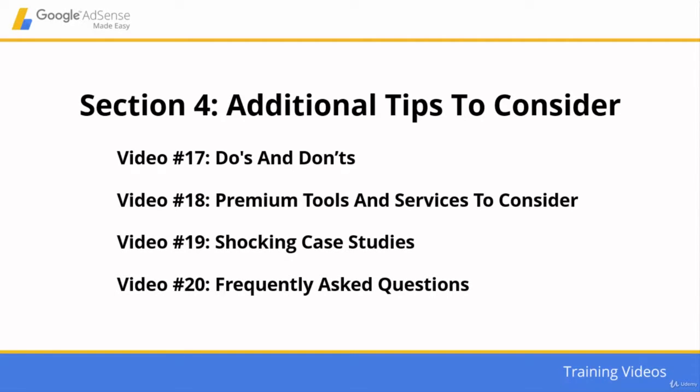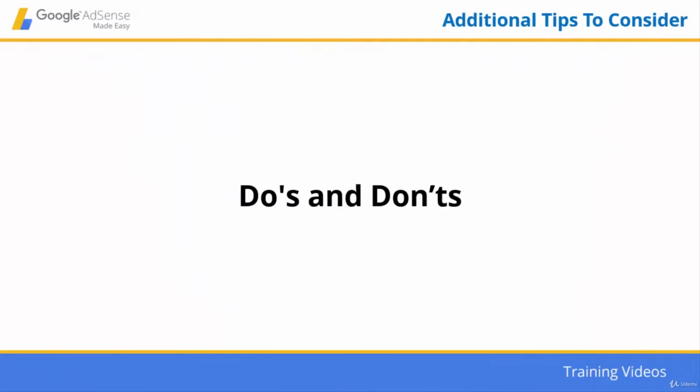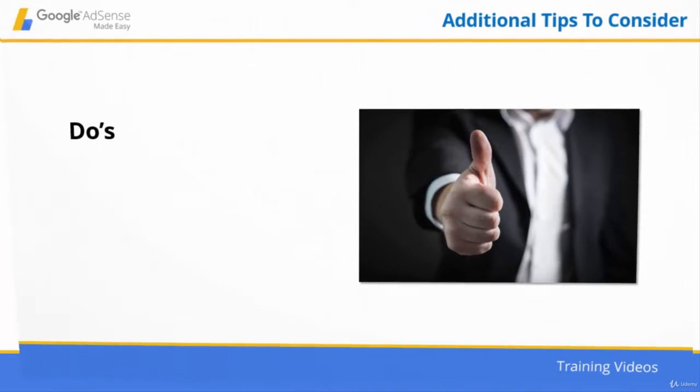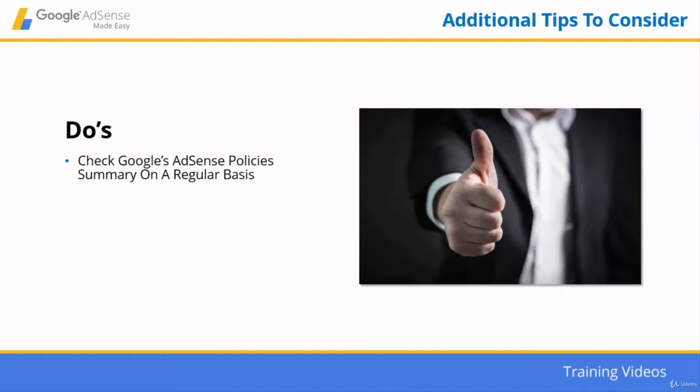So let's start by discussing what the best practices are and what the things to avoid are as an AdSense publisher. Do's and don'ts. Do's. Check Google's AdSense policies summary on a regular basis. Google is constantly updating its AdSense terms of use and policies, so it is a good practice to constantly check its policy support page as well to avoid violating newer rules or terms of service.